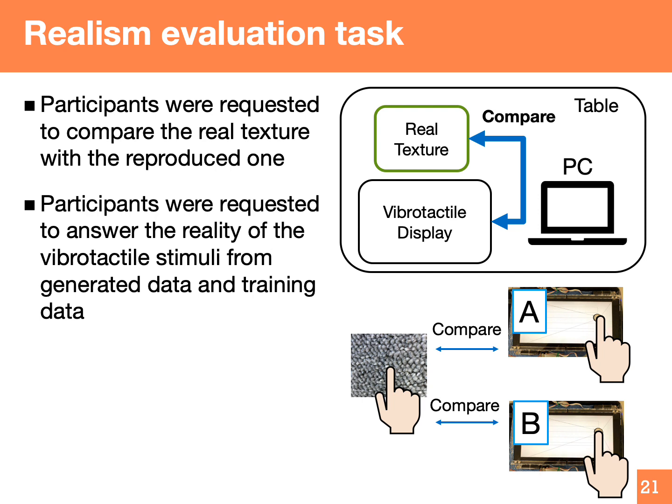Second, we will explain the realism evaluation task. Participants were requested to compare the real texture with the reproduced one. The participants rubbed the real texture and the texture reproduced by the vibrotactile display, and they expressed the degree of realism for each stimulus by using a 100 mm visual analog scale.